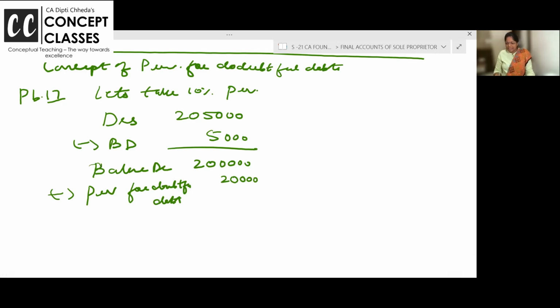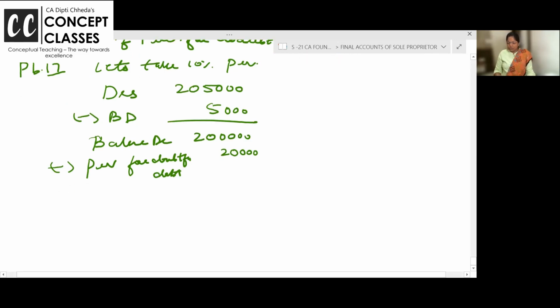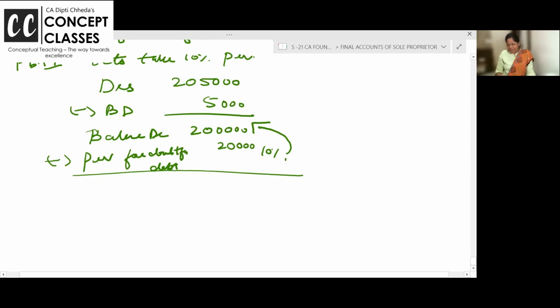Provision for doubtful debts, 20,000 out of the 2 lakhs you will create. I hope you are getting it: 10% on the data after the bad debt. 5,000 is the amount already lost, it's gone. So what is your balance? 2 lakh. In that, 10% you are doubtful, so you make a provision. Now what is the balance?